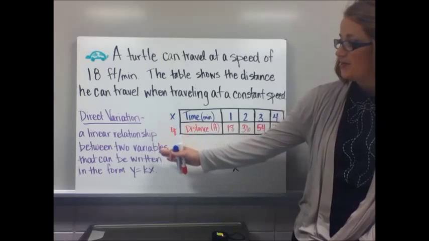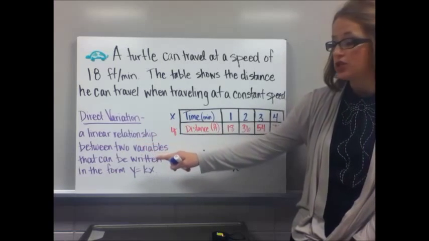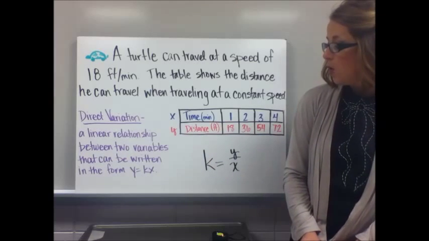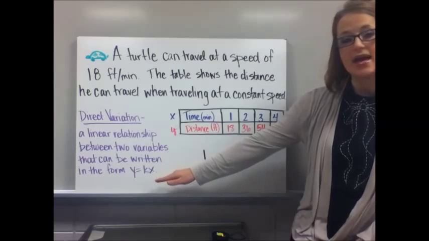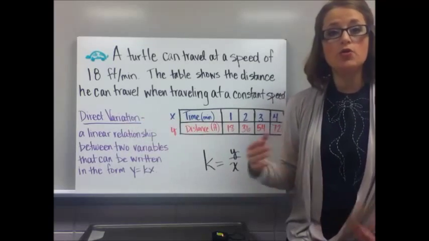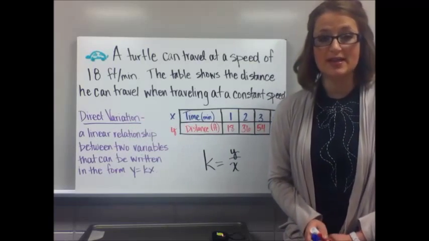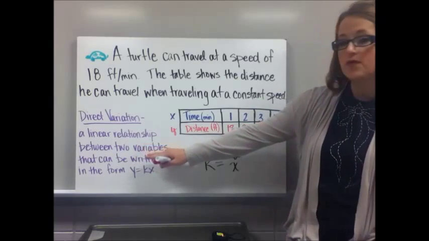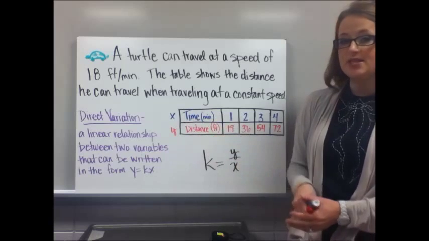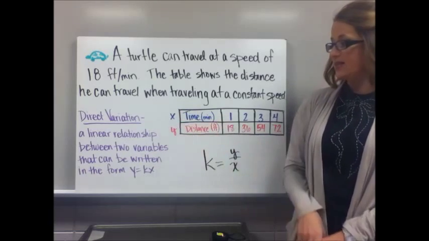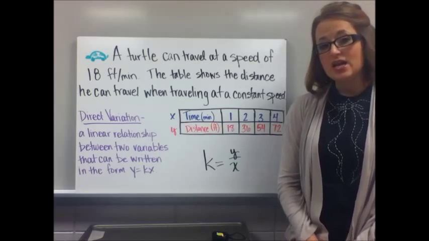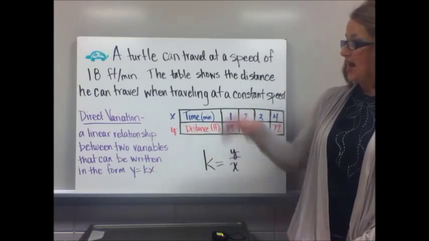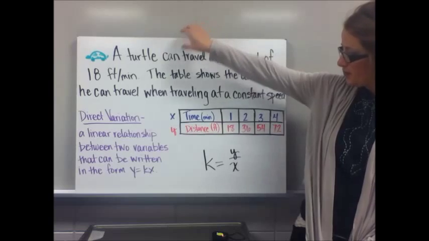Direct variation can be defined as a linear relationship between two variables that can be written in the form y equals kx. It's linear. When you graph it, it's going to make a straight line. There will be no curves, there will be no bends in it. It has two different variables, in this case time and distance, and so they fit in as the x and the y variable. And it can be written in the form y equals kx, and we're going to see next what that k stands for.